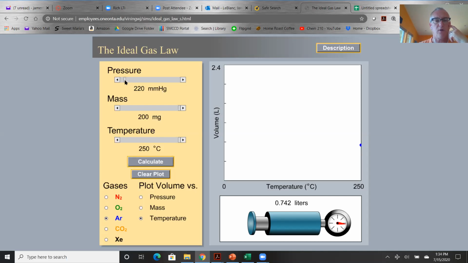So let's pick argon. Let's lower our pressure down to 123. It looks like fun. And start at a super low... Actually, let's change the mass to 151. Yeah, that's pretty random. All right. So start at 1 degree and calculate. All right, so argon, this time. So at 1 degree, I've got 0.525 liters.